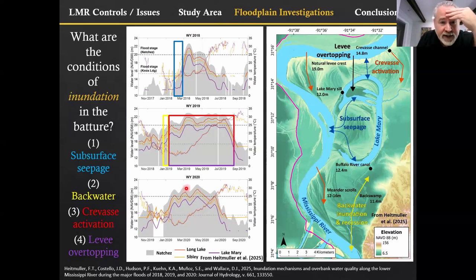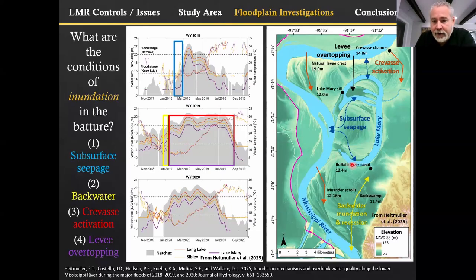By investigating the relative timing between water level increases in the floodplain and the water temperatures recorded in the floodplain at the same time, we were able to detect the overall patterns of inundation that we see during a major flood event, from the rising limb all the way through the falling limb of the hydrograph.